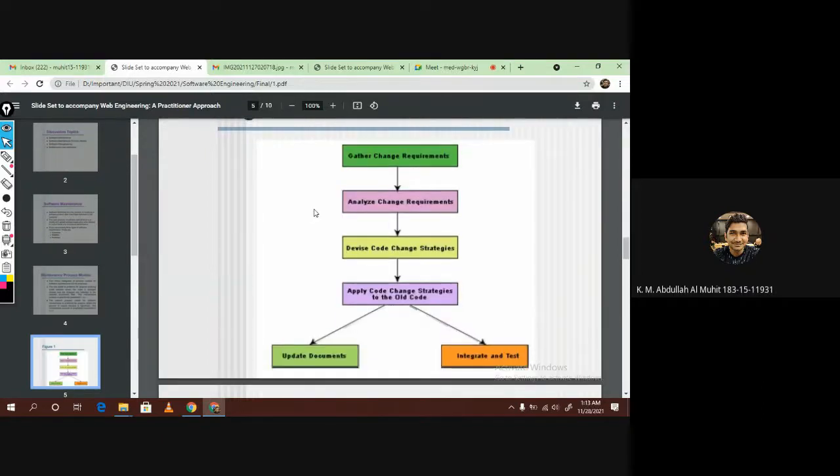If we look at this figure, we can see that first we have to gather the requirements which we need to change, then we have to analyze the change requirements, then we can devise the code change strategies, and after that we can apply the code change strategies to the old code. Then we will follow two steps: in one we will update the documents, and in the other we will integrate and test.